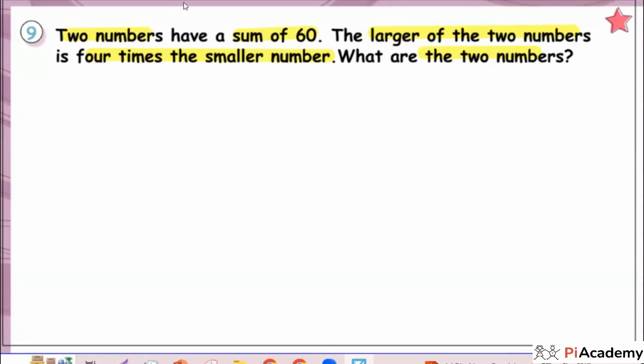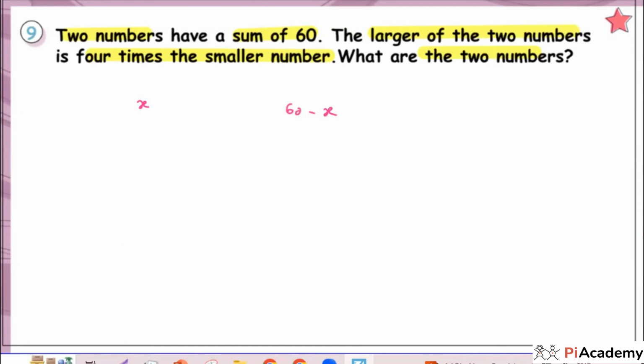So here what we can see clearly, two numbers have the sum of 60. The larger of the two numbers is 4 times the smaller number, right? So what are the two numbers they are talking about? Basically I can do this in a different, easier way. For example, I have two numbers, okay? Nothing to worry about. And the sum is 60. So let's say my first number is x, okay? So the next number is going to be what? 60 minus x? Do you agree with this?